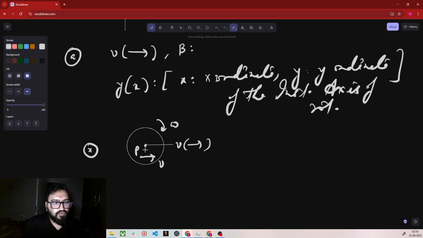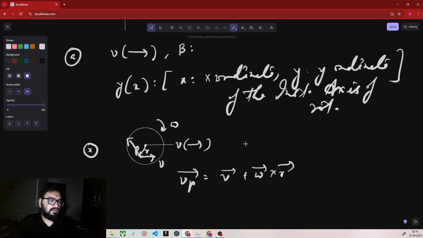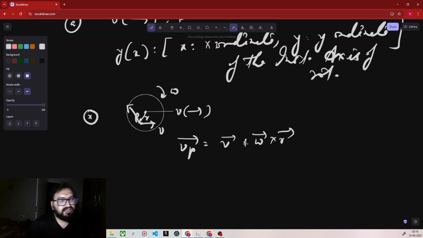So if I try to find out the direction of the rotational component of the velocity, r is along this direction, and omega cross r will be along this direction. So essentially the velocity of any point P can be defined as the velocity of the axis of the rolling body, which is the translational component, plus omega vector cross r vector. Now why am I explaining this? Because the instantaneous axis of rotation concept is related with this.